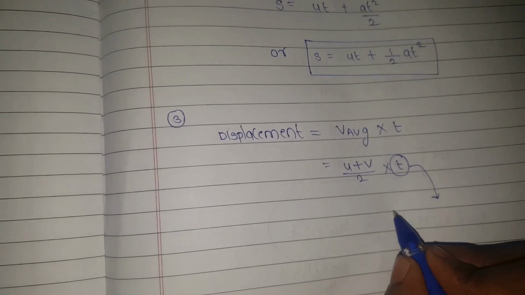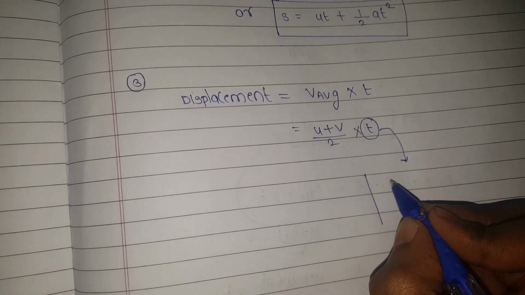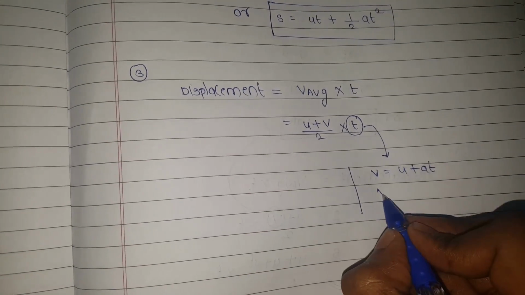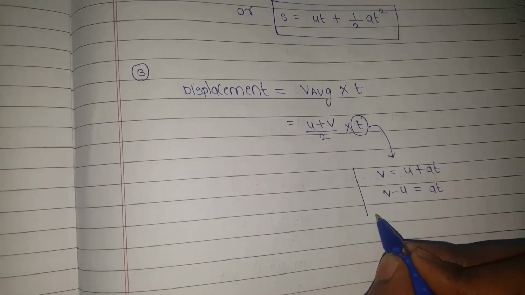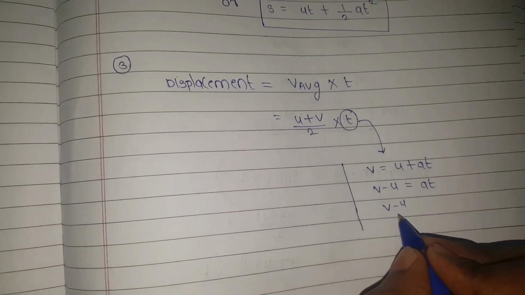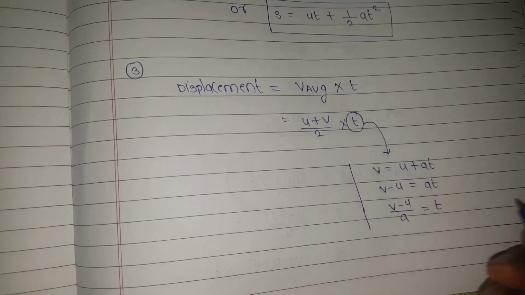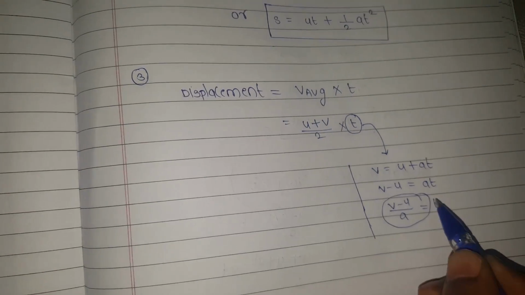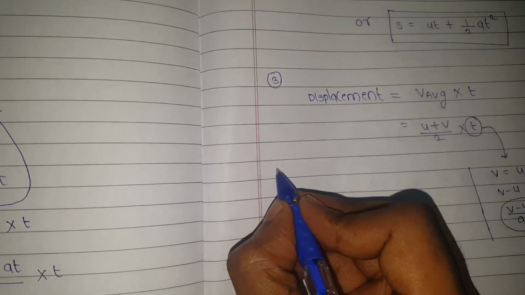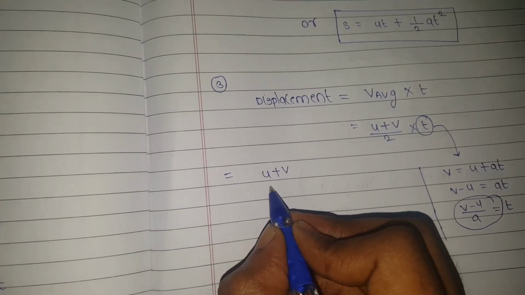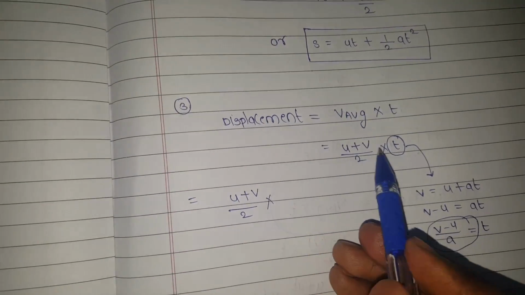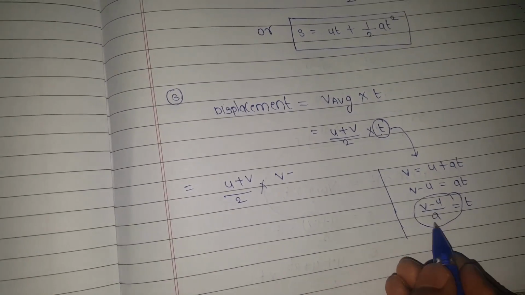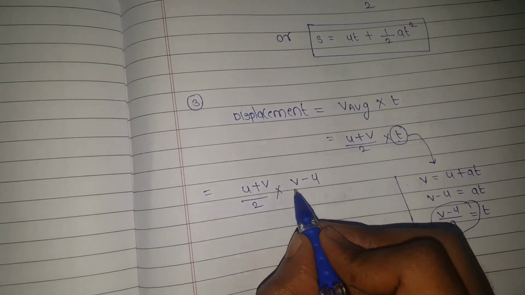So what was t in the first equation of motion? Let us see. The first equation of motion was v equals u plus at. So v minus u equals at. We want t. So v minus u upon a equals t. So let us put the value of this t into this equation. So u plus v upon 2 into, instead of writing this t, I am writing v minus u by a.